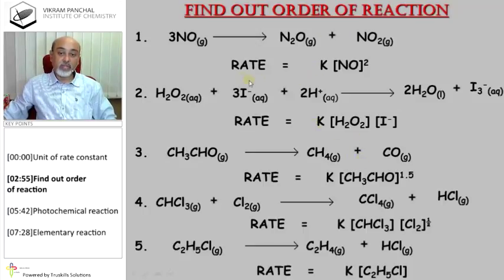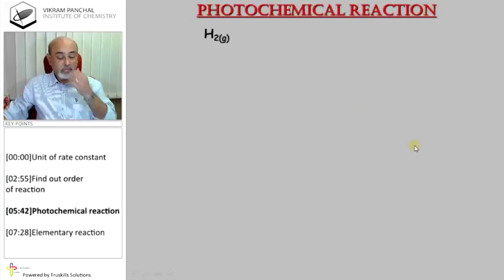For example, the first one where the order of reaction is 2, so the unit of K will be liter per mole inverse per time inverse. Here also the order of reaction is 2, so liter per mole inverse per time inverse. So this way for any chemical reaction, you can find out the order of reaction only if the differential rate law is given or the unit of K is given. Now we'll take some examples of photochemical reaction.